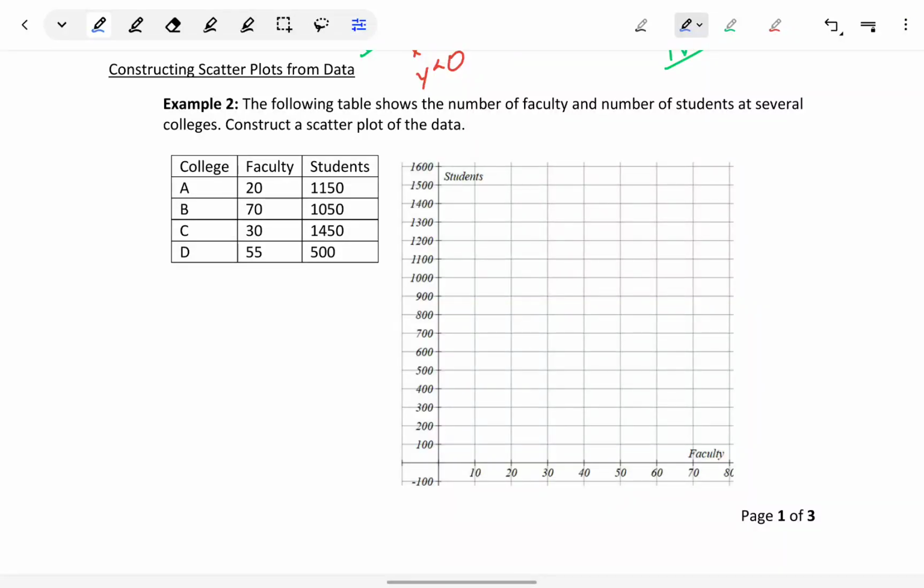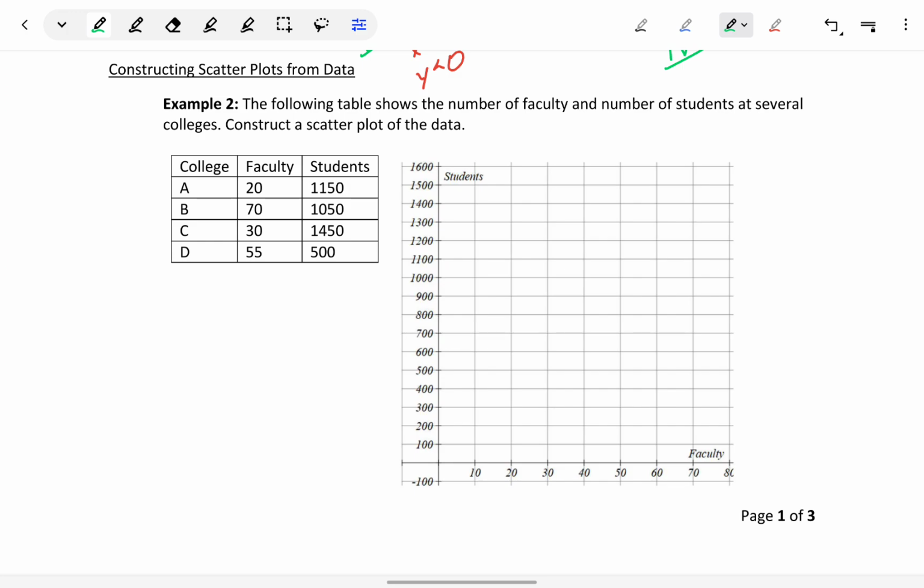If we're feeling comfortable now with that idea of graphing XY coordinate pairs, what we want to do is take that same concept, but now apply it to some practical information, some real world data. In example 2, we're given a table that shows the number of faculty and the number of students at several colleges. We want to construct a scatter plot of this data.